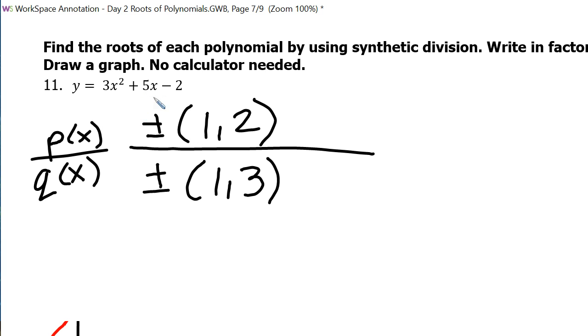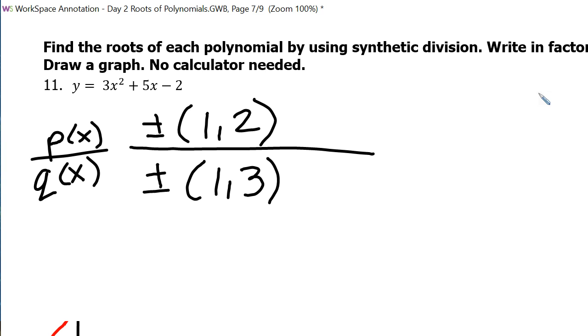So all of my possible factors, if I divide these, would be plus or minus 1, plus or minus 2, plus or minus 1/3, plus or minus 2/3. Those are all of the possible x-intercepts. But because of this degree of 2, only 2 of these will actually work. To test these, we are going to use synthetic division. Okay, so we need to find roots.